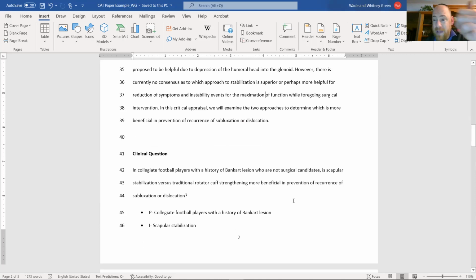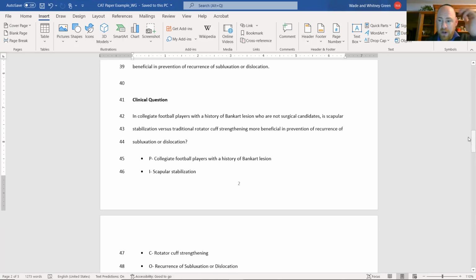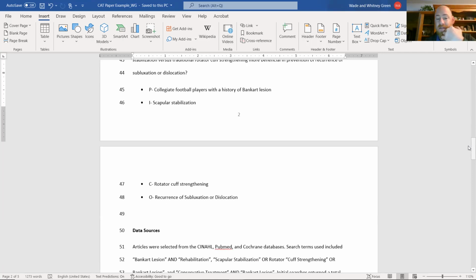Okay, P, patient population. Who's my patient population? Collegiate football players with a history of Bankart lesion. Okay, I, my intervention. What's my intervention here? Scapular stabilization. Okay, my comparison. C, rotator cuff strengthening, right? And my outcome. Okay, recurrence of subluxation or dislocation. That's my outcome.